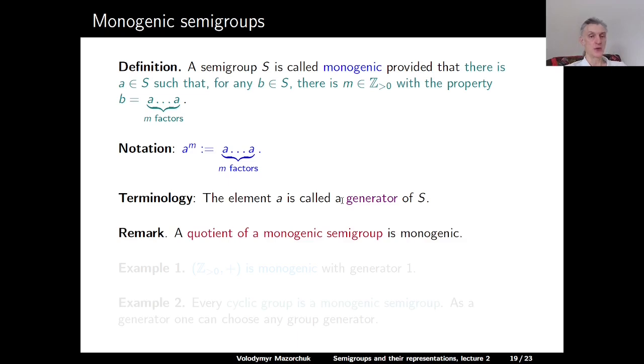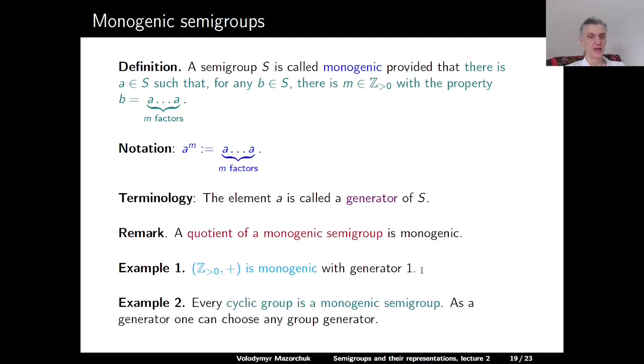Remark: a quotient of a monogenic semigroup is monogenic, quotient by any congruence. And of course we just take the class of the generator and it generates the quotient. So for example, the semigroup of all positive integers with respect to addition is monogenic, where the generator is the element 1. So any positive integer is a sum of copies of 1. Example 2: every cyclic group is a monogenic semigroup. As a generator, we can choose any generator of this group as a group.